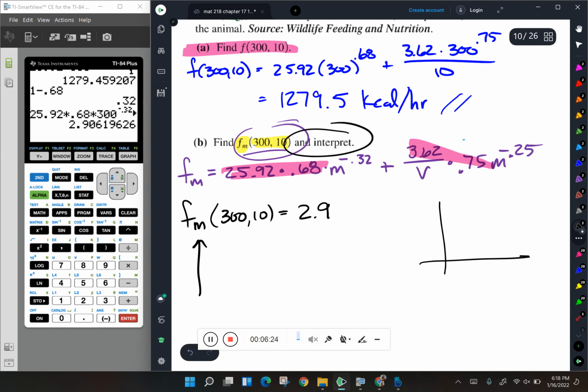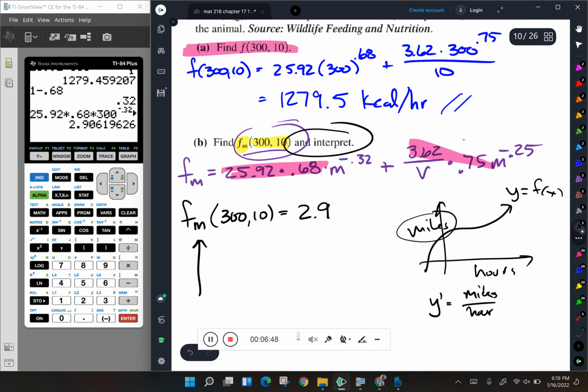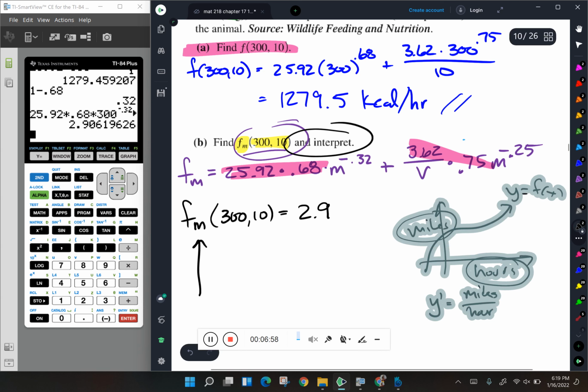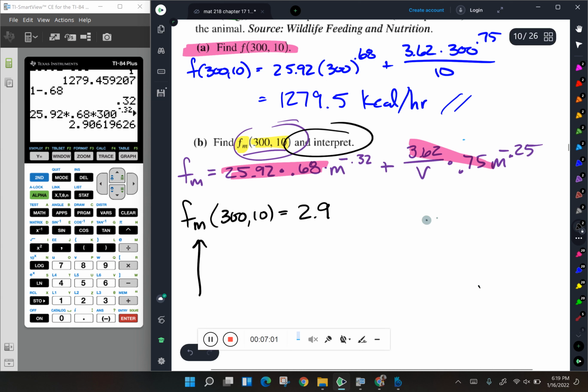So suppose that way back when you had y equals f of x, and that x down here was hours, and this over here was miles, and you took a derivative, y prime would be miles per hour, because the derivative is always the dependent variable divided by the independent variable units. Right? Same thing with partials, it's the dependent units divided by the variable that's changing units.